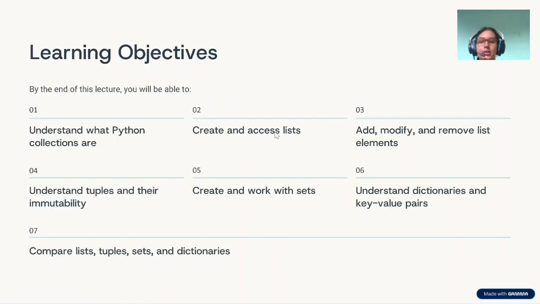By the end of this lecture, you should be able to understand what Python collections are and why we need them. We'll learn how to create lists, access their elements, modify them, and use common list methods. Then we'll learn about tuples and one of their most important properties, which is immutability. After that, we'll learn about sets, which are particularly useful when we want to work with unique values. Finally, we'll learn about dictionaries, which store information in the form of key-value pairs. We'll also compare these 4 data structures and look at their main differences.